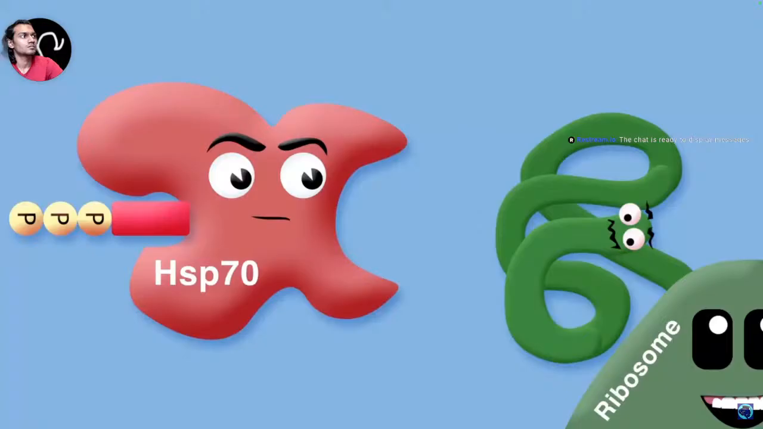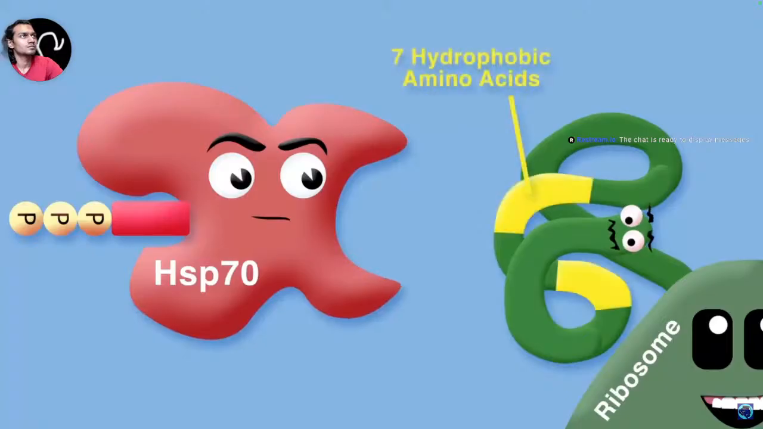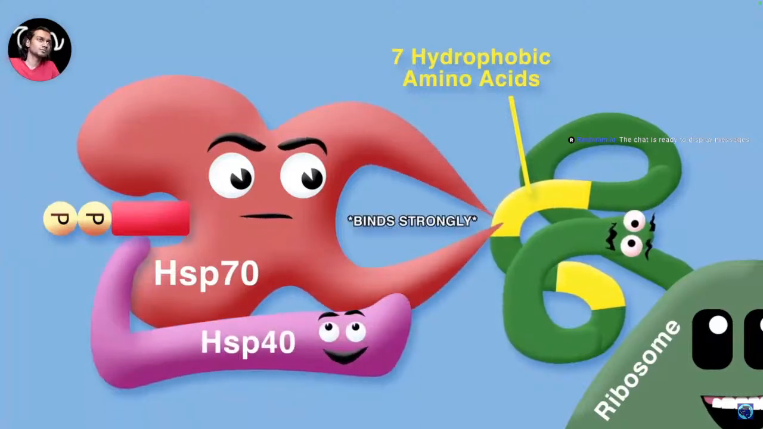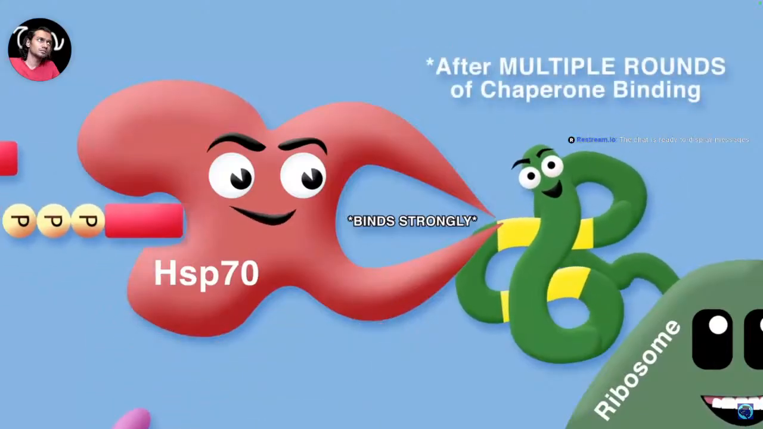HSP70 acts early on in the process of protein folding, binding to polypeptide chains emerging from ribosomes where there is a chain of 7 hydrophobic amino acids. HSP70 is aided by HSP40s, and many cycles of ATP hydrolysis are generally required to fold a single polypeptide chain correctly.